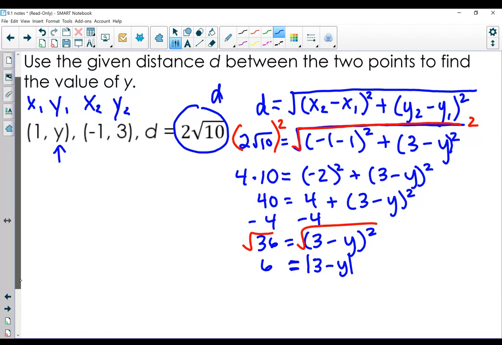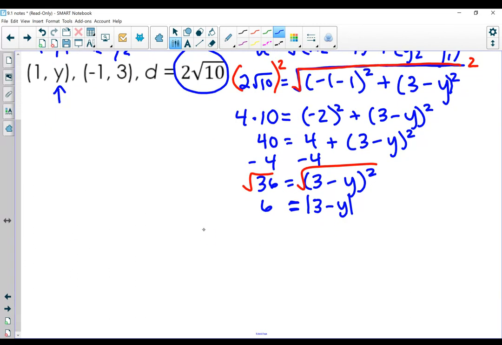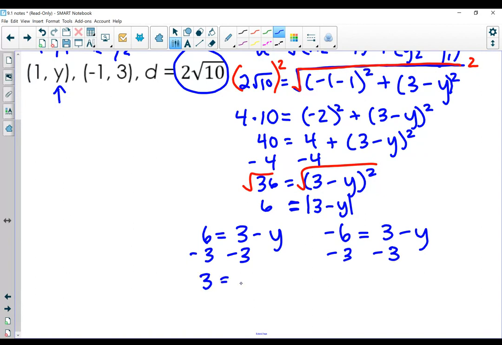Now I need to write out 2 equations and solve them both. Either 6 will equal 3 minus y, or negative 6 will equal 3 minus y. So we'll have to subtract 3. I like to solve them both at once. Then I am left with a negative y, so we'll have to change our signs also. So our answer is that negative 3 is equal to y or 9 is equal to y.